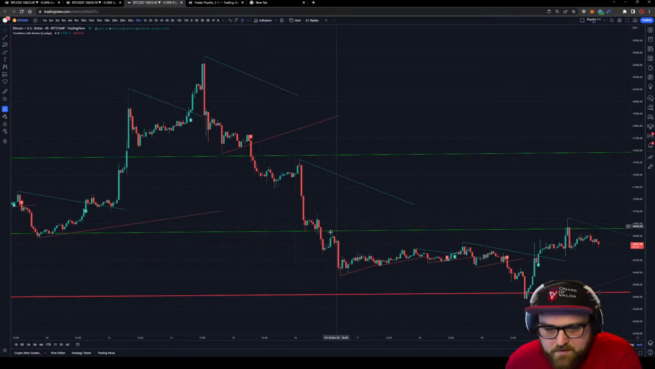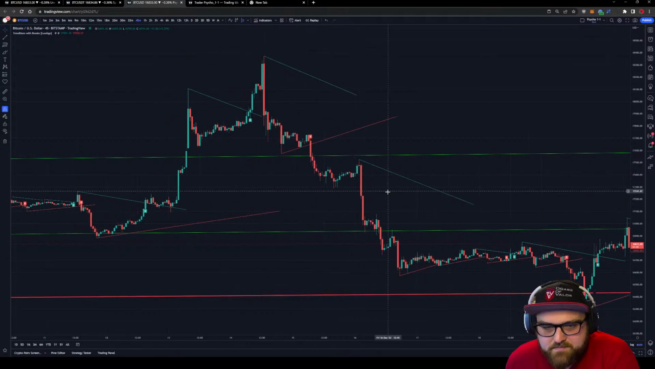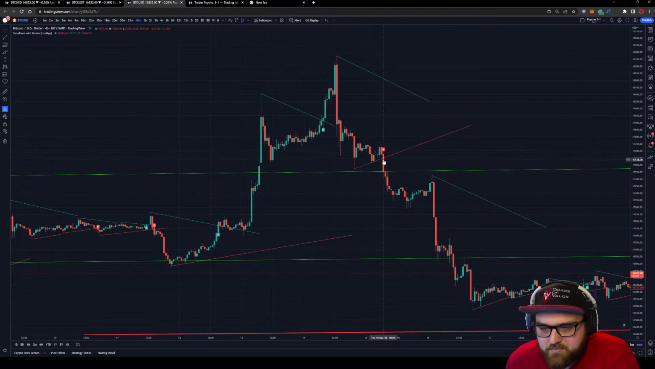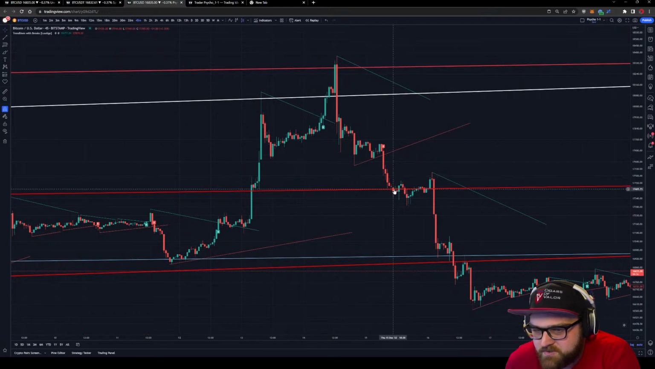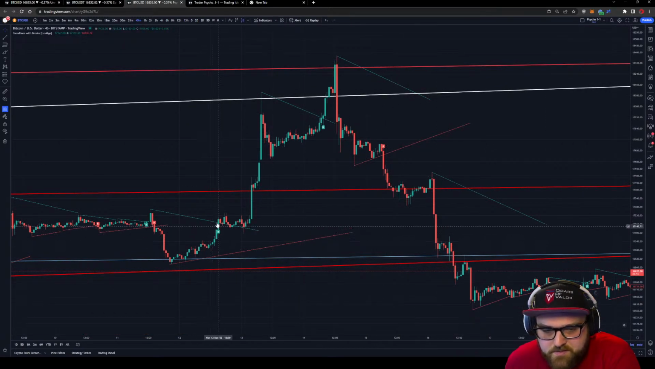Okay, so we had that beautiful rejection of the spider line right there. We had the break here, and then had that touch of the spider line there. You could have gotten out of the trade, or let's check the other one. Could have gotten out on the main spider lines. So that's pretty good. I mean, this is a strategy to fiddle in the middle with.